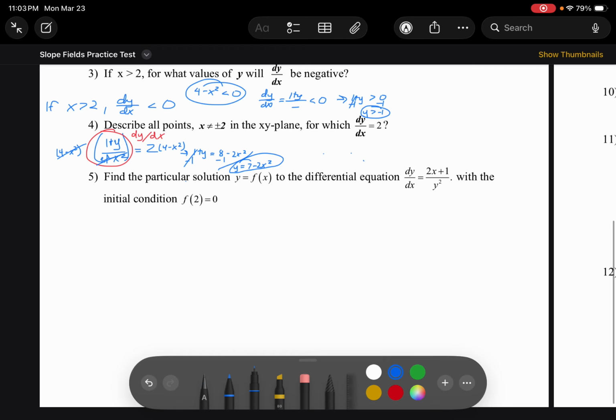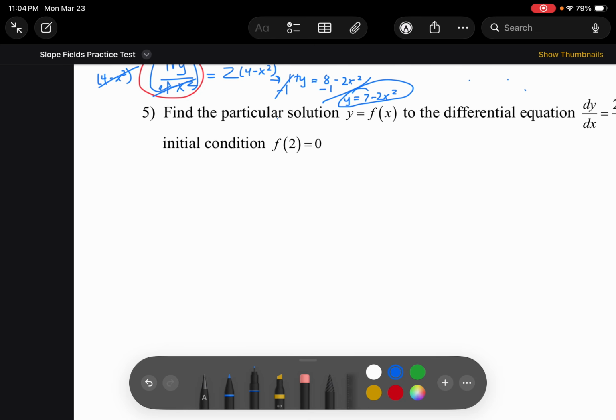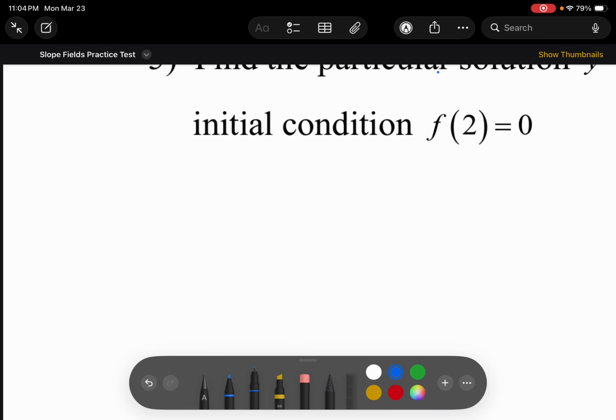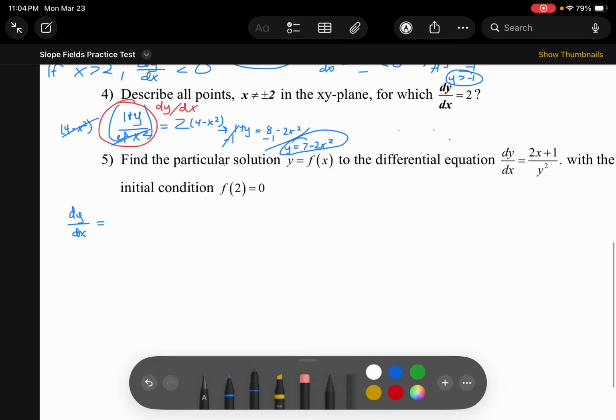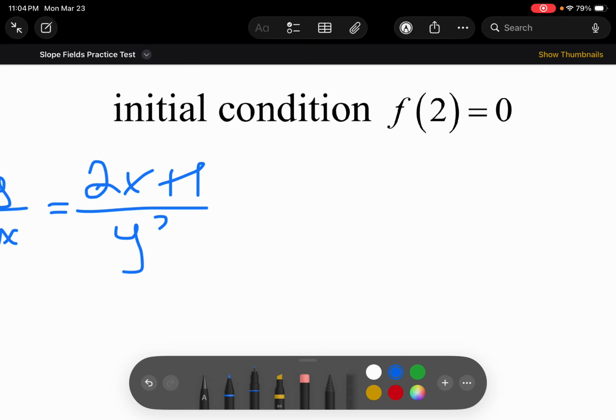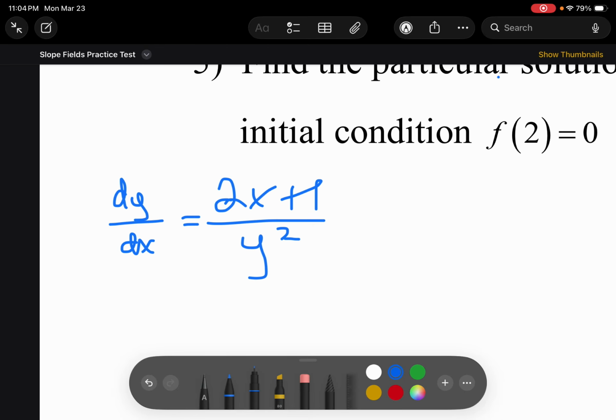Okay, so now this is a separation of variables problem, or the 4-step problem that Ms. De Leon and Mr. Rodriguez have been teaching you guys. So what I do first is write down the whole thing. Dy dx is equal to, what is this again? 2x plus 1 over y squared. Okay. I don't like this pencil.